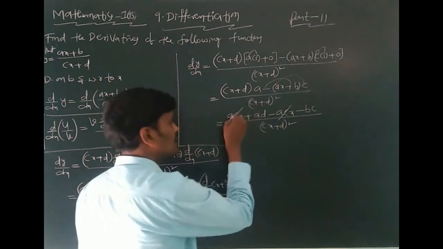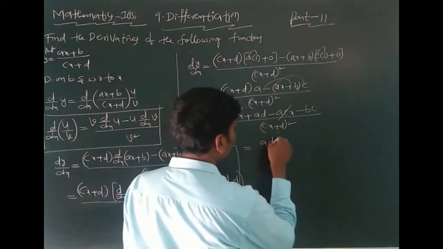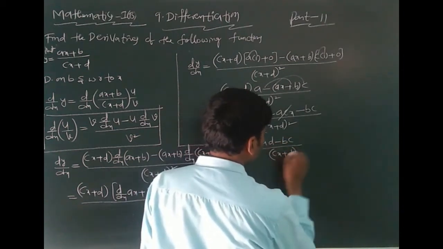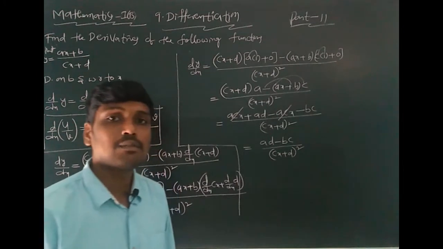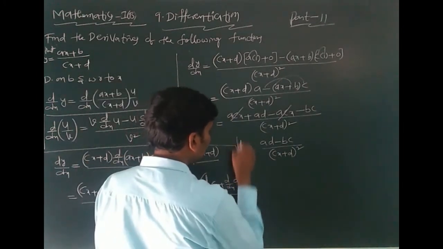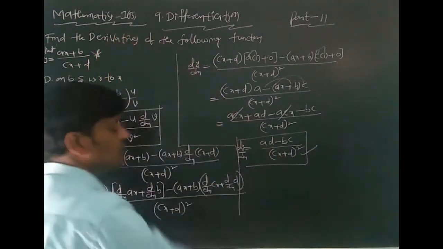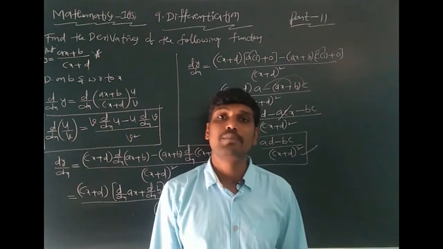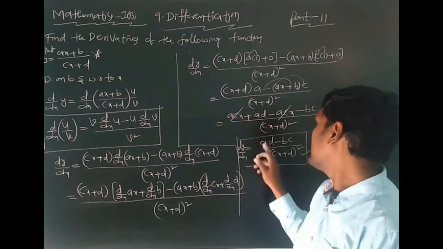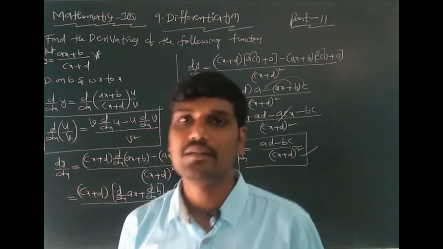Here minus acx and plus acx get cancelled. What remains? ad minus bc by (cx + d) all square. This is the value of dy by dx. This is a very, very important problem. This is the derivative of (ax + b) by (cx + d). The derivative is (ad minus bc) by (cx + d) whole square.